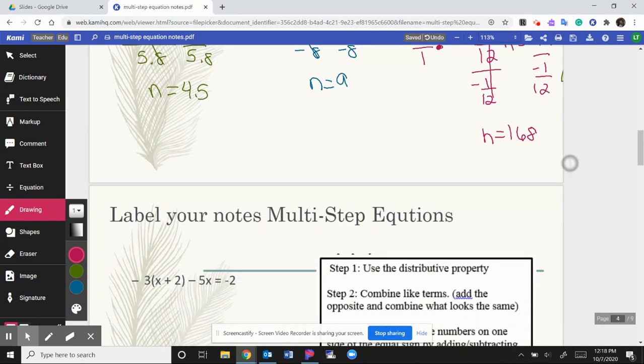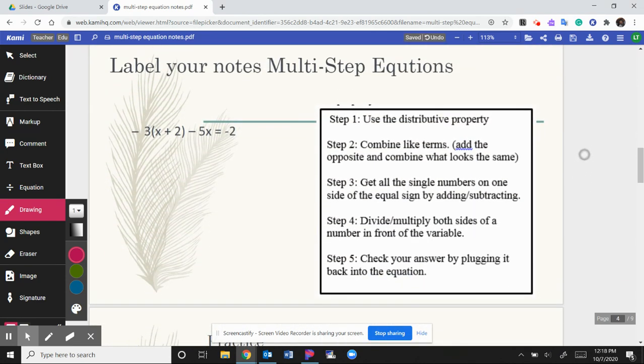Okay, moving on, please label your notes multi-step equations. Okay, so over here in this box, you have steps 1, 2, 3, 4, and 5. Again, pause the video, and I want you to please write these steps down. Okay, hopefully you paused the video. So let's look at our first example here.